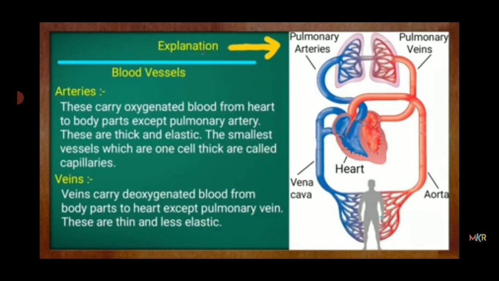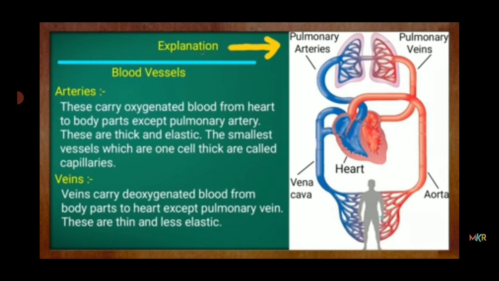So heart is having two types of blood vessels. First one is arteries, second one is veins. First one, arteries. These carry oxygenated blood from the heart to various body parts except the pulmonary artery. These are thick and elastic. The smallest vessels, which are one cell thick, are called capillaries.